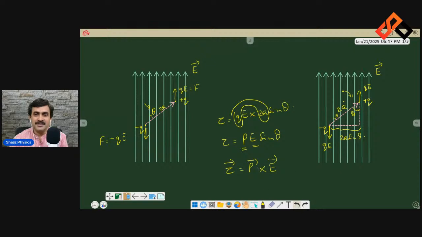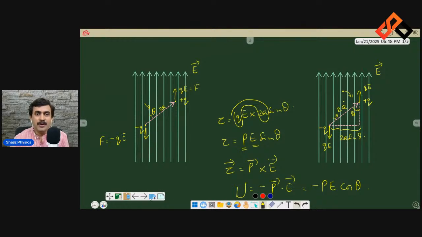And the potential energy here is given by, potential energy U is given by minus P dot E, or without vector notation, you will be able to write it as minus PE cos theta. That is the equation to find out the electrostatic potential energy when you are rotating the dipole in the electric field. Okay, so this is the situation about an electric field.